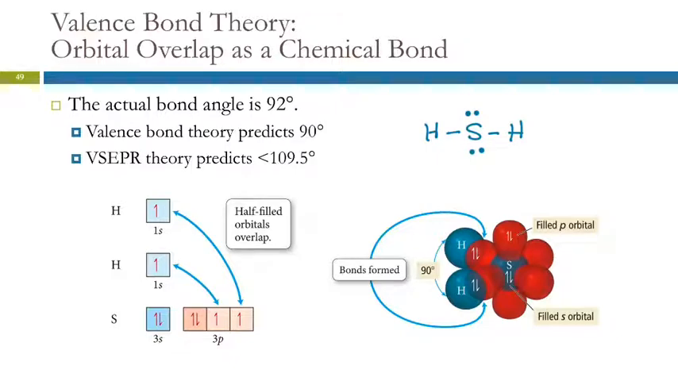So VSEPR theory predicts that the angle between the hydrogen-sulfur-hydrogen won't be a perfect tetrahedron. It should be less than 109.5. Well, when we look at the actual bond angle, it's 92. So it agrees with VSEPR theory. It's not quite right with what we're doing here.